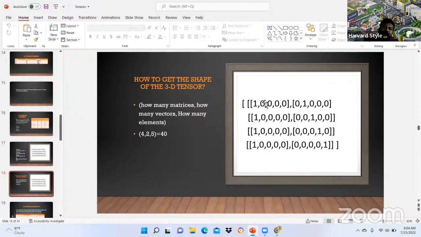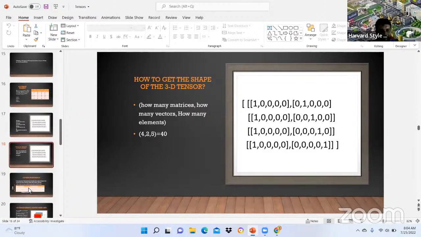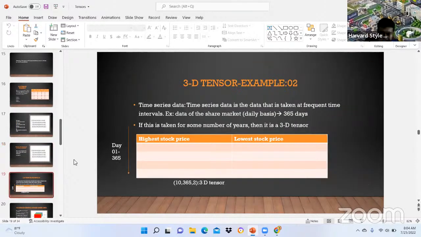Then how many sentences are available? There are 4 sentences. The first is for these 5, then for these 2, then for these 4. The size is then what? 4 into 2 is 8. 8 into 5 is 40. I think you got that one. We'll see another example for a 3D tensor. That one example is that NLP problem.